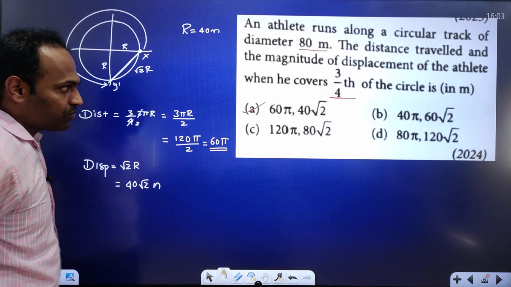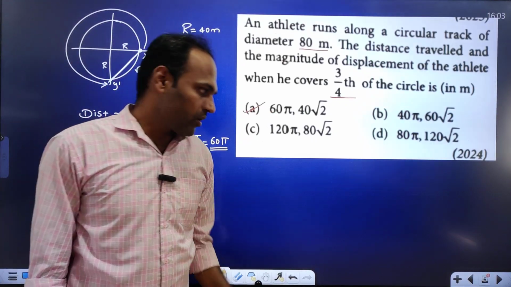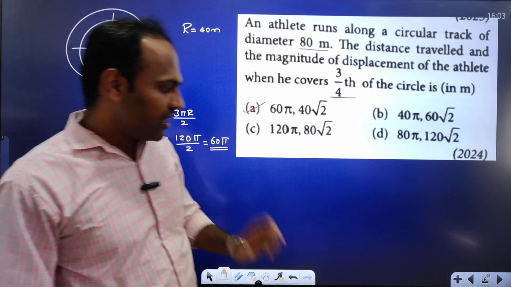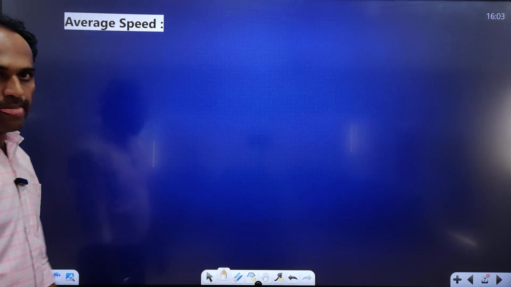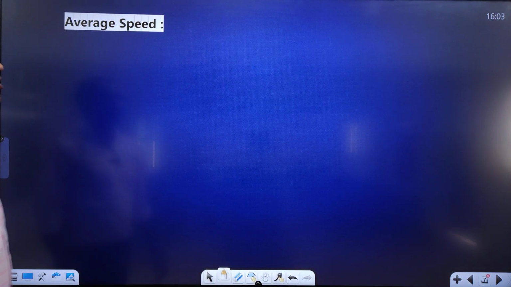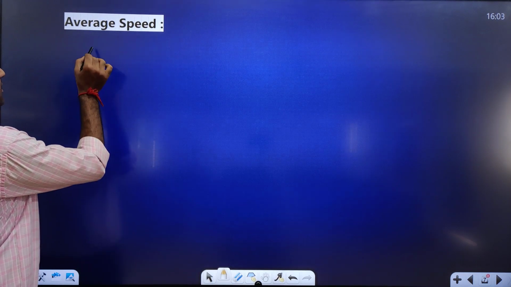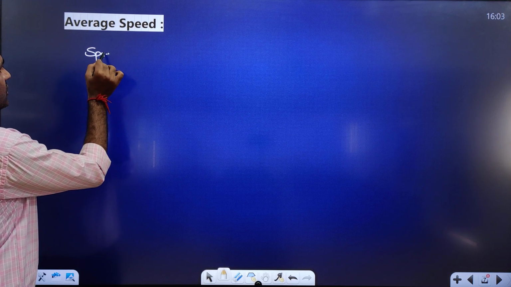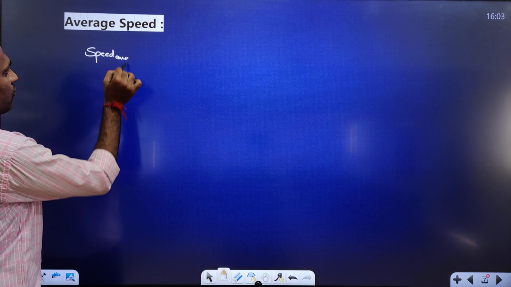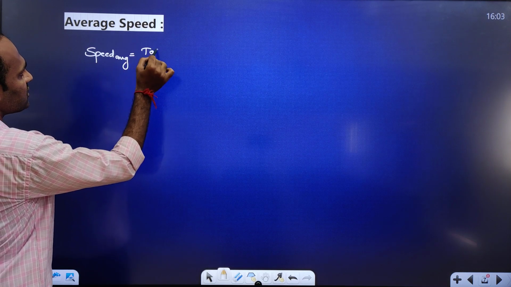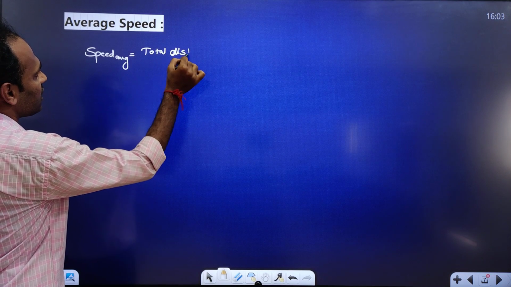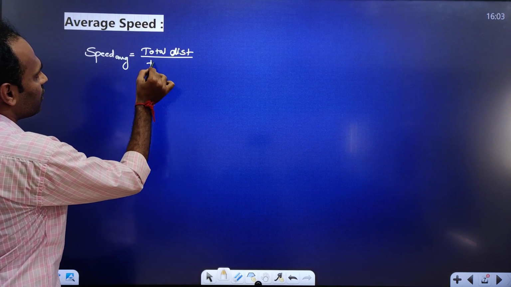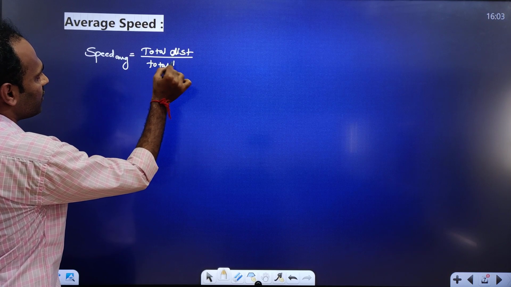This much will be the displacement, 40 root 2. Correct? Okay, that's all about distance as well as displacement. Next, we'll go for average speed. We know very well, average speed is equal to total distance traveled divided by total time taken.